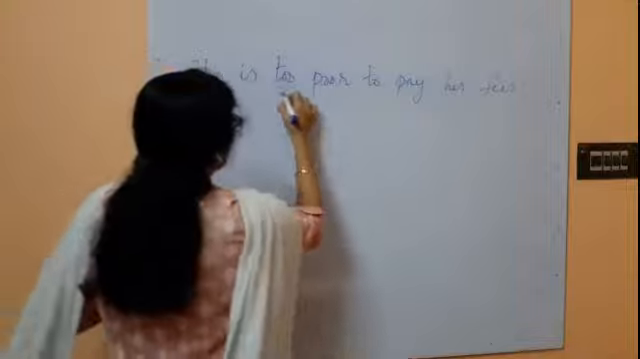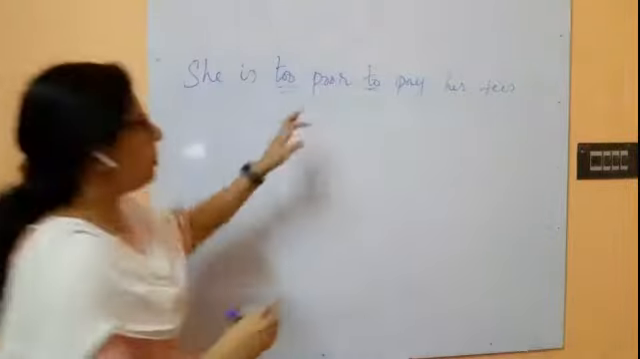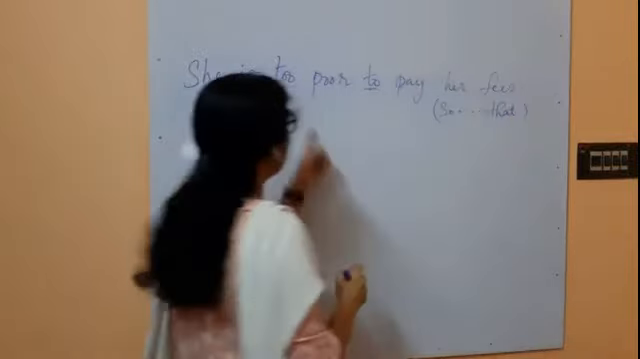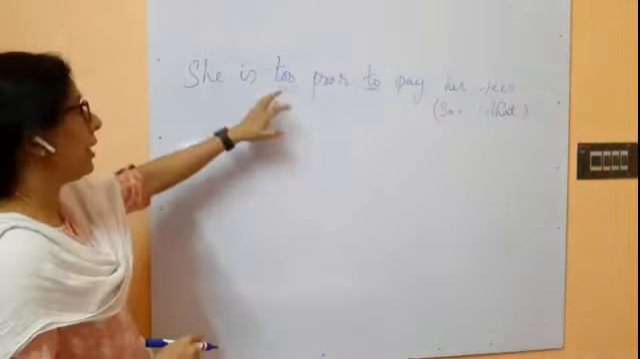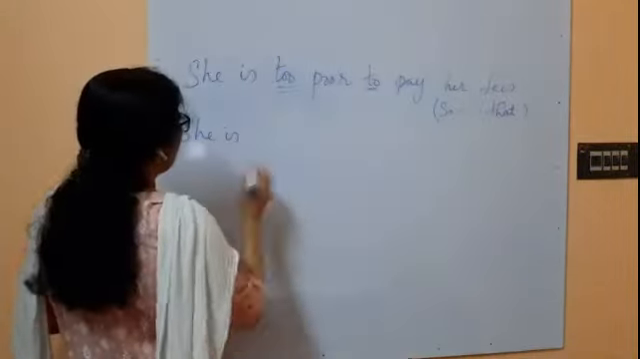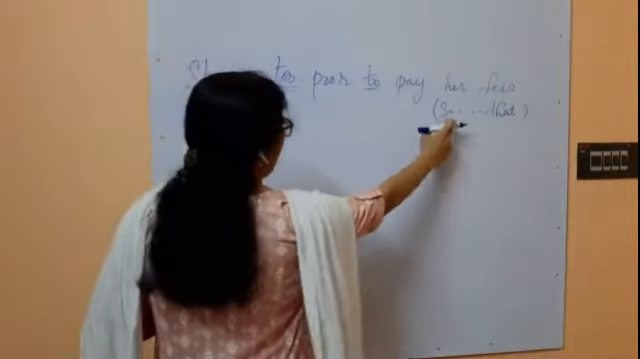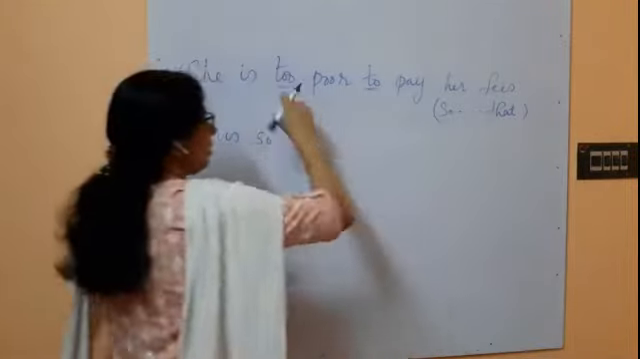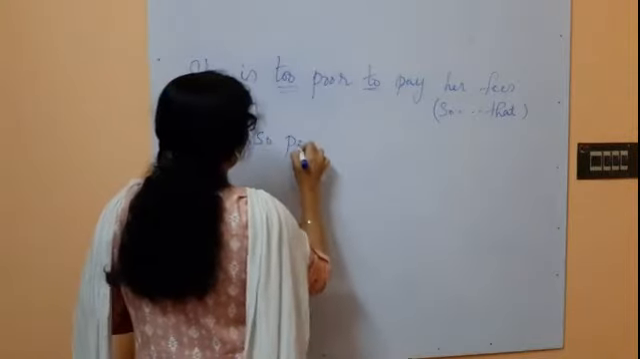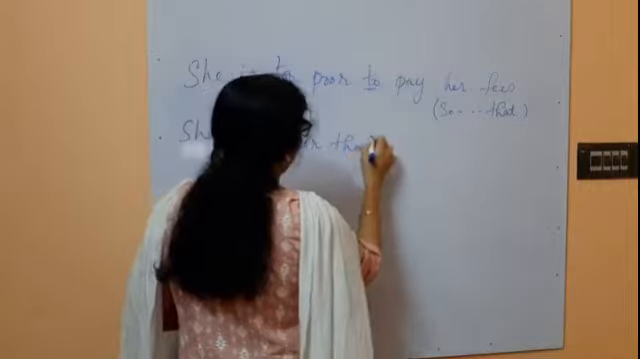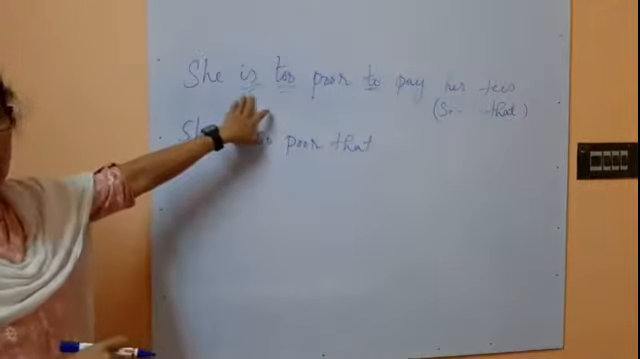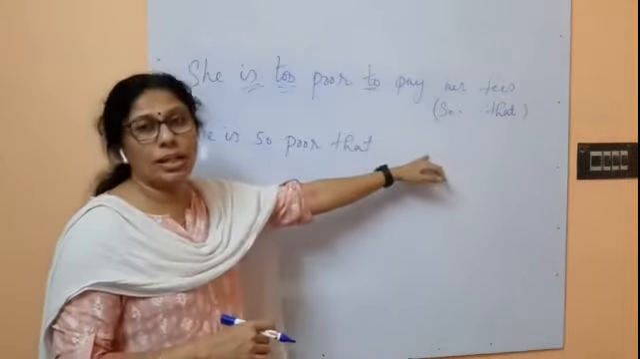So she is too poor to pay her fees. Okay, and replace that with "so... that." When you replace this with "so... that," we know that one part will be negative because this will give only a negative meaning. She is, how will you replace it? She is, and don't use it in the same place. After the adjective part only, you are supposed to insert that. Okay, she is so poor that, and this also you have to keep in mind.